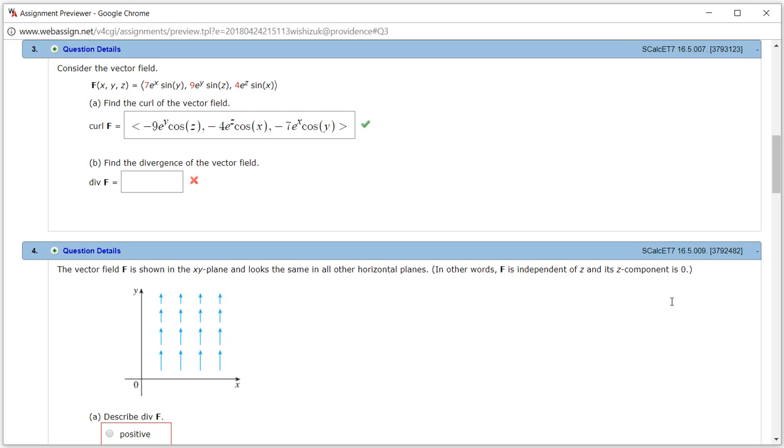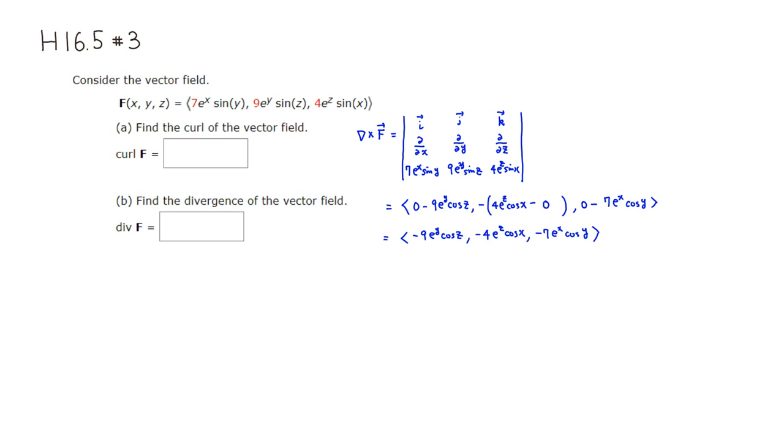Let's do part B. We want to find the divergence. So the divergence of this vector field F is going to be, first, the partial derivative of the first component with respect to x. You can see that 7 is a constant. The partial derivative of e to the x is e to the x, and sine of y is just a number, so I'll just put that there.